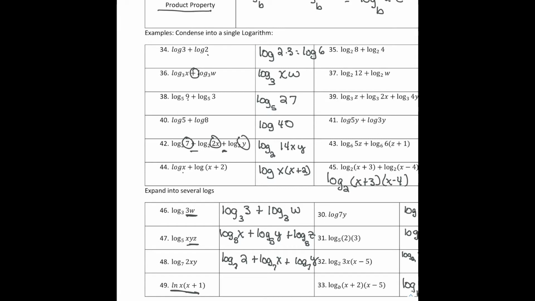Now, don't let this fool you. Remember, natural log just has a base of e. So it's just like a log. It just has a base of e. So we say this is natural log of x plus natural log of x plus 1.